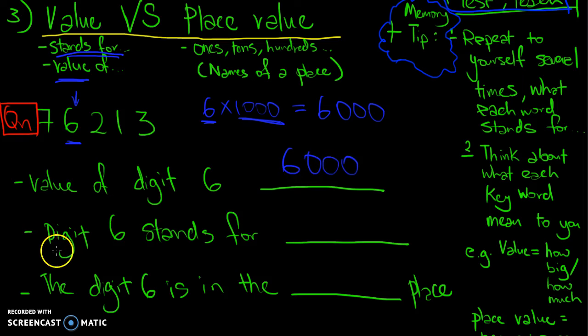Okay, and when they ask you about digit 6, this is the same question. So the digit 6 stands for what? When they ask you what it stands for, they're asking you the value. How much quantity, or how much stuff can I get from this digit 6 if I place it in this number, or in this place value? So it actually stands for, same thing, 6 times 1,000. Since this 6 is in the thousands place, it stands for 6,000.